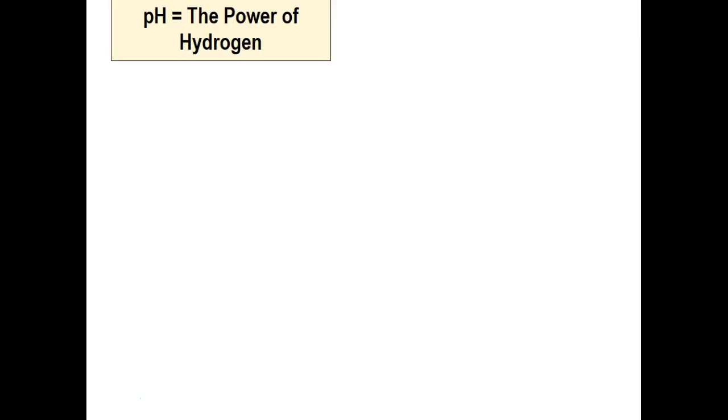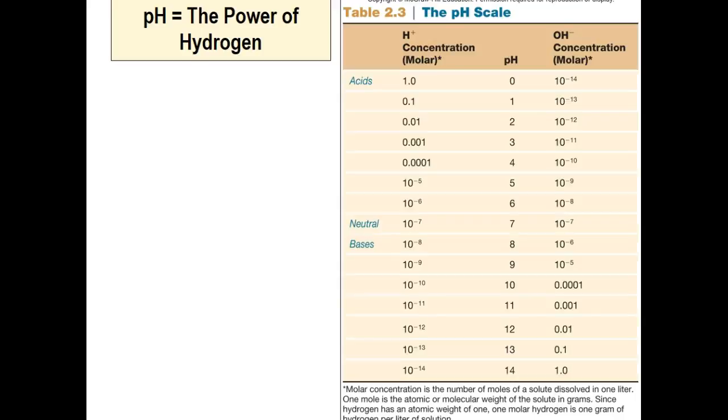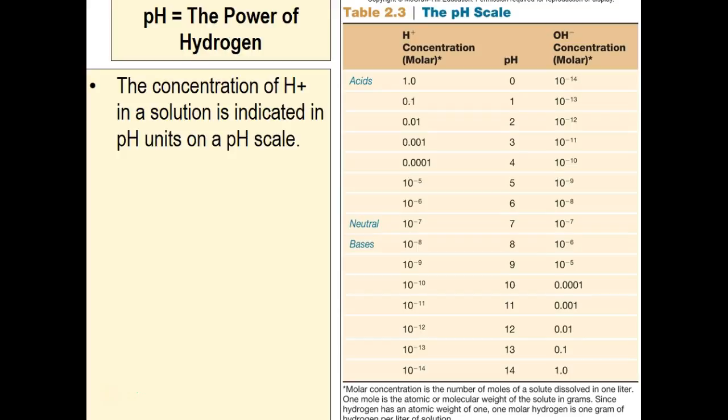Let's take a look at the pH scale. pH means the power of hydrogen, and there is the pH scale from your book. The pH scale indicates the concentration of hydrogen ions in solution. Technically, pH is the negative log of the hydrogen ion concentration.